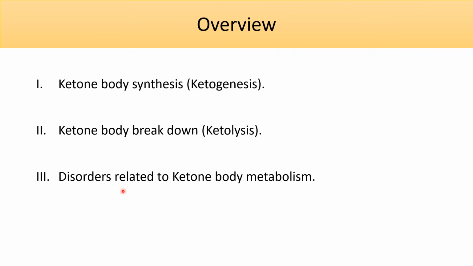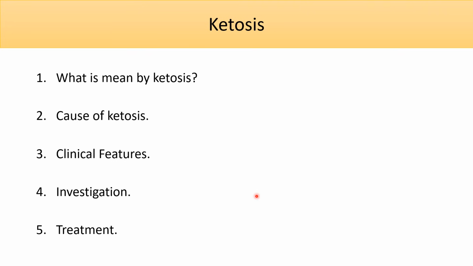Next, coming to the disorder related to ketone body metabolism. The disorder related to ketone body metabolism is called ketosis. This can be asked as a separate 5-mark or 10-mark question. It has been frequently asked. So what should be written for this question? First you have to write down what is meant by ketosis. Next you have to write down the causes, clinical features, investigation and treatment. So we'll start with what is meant by ketosis.